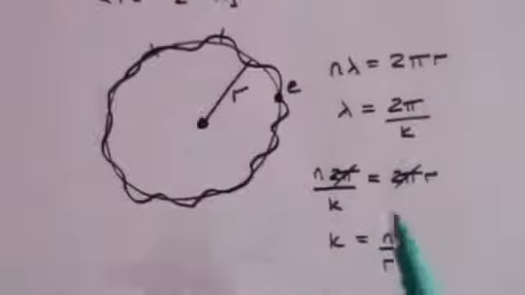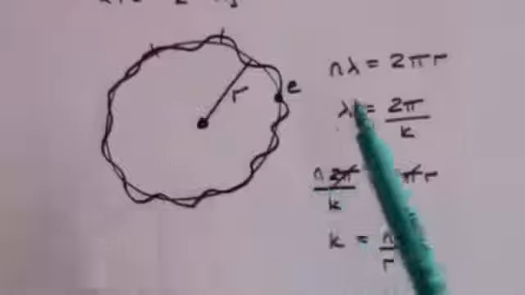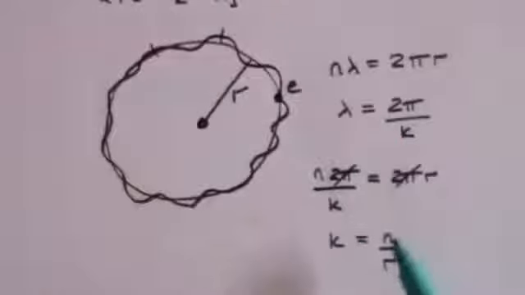And n is a whole number because it's an integer number of wavelengths. So n is a whole number. And that means that k is what's called quantized. It can only have integer numbers of 1 divided by r. So k cannot just be any old value. It is restricted in its positions.